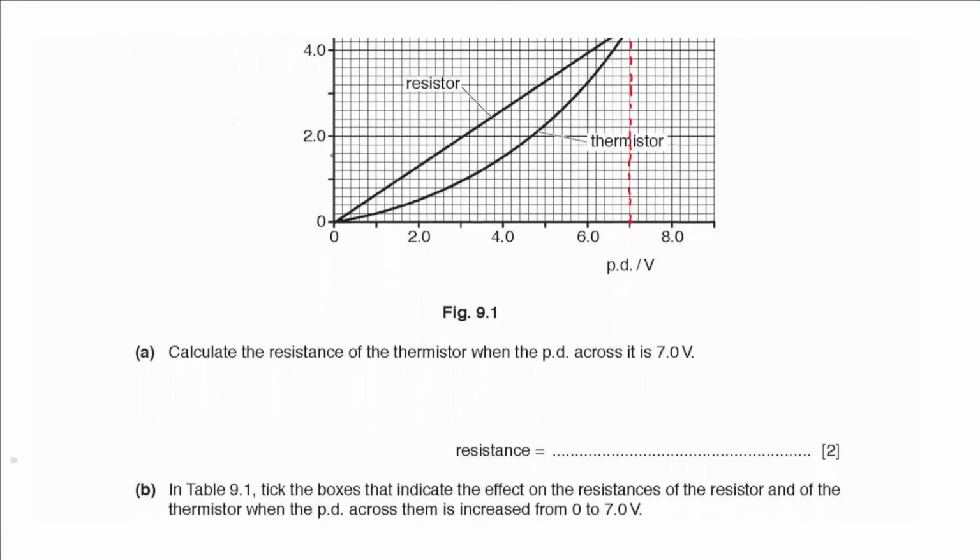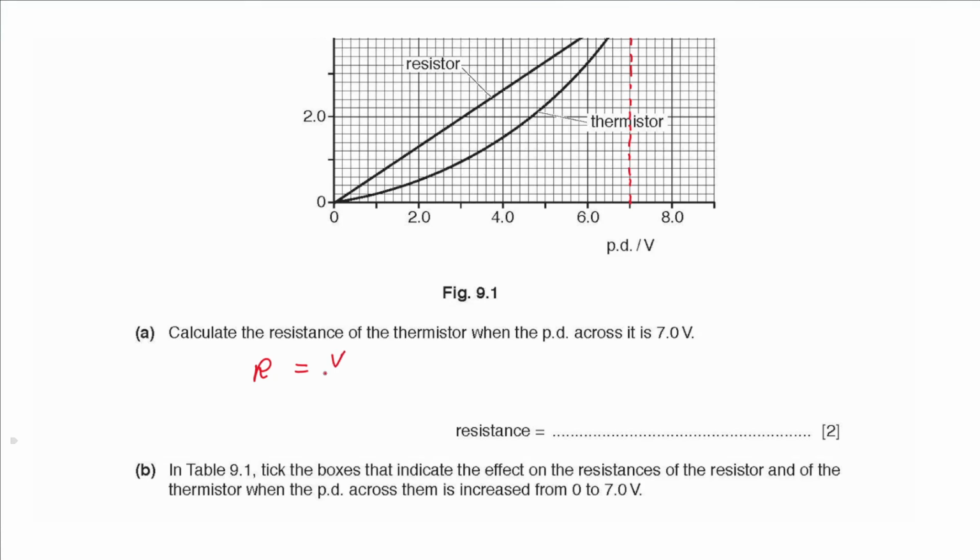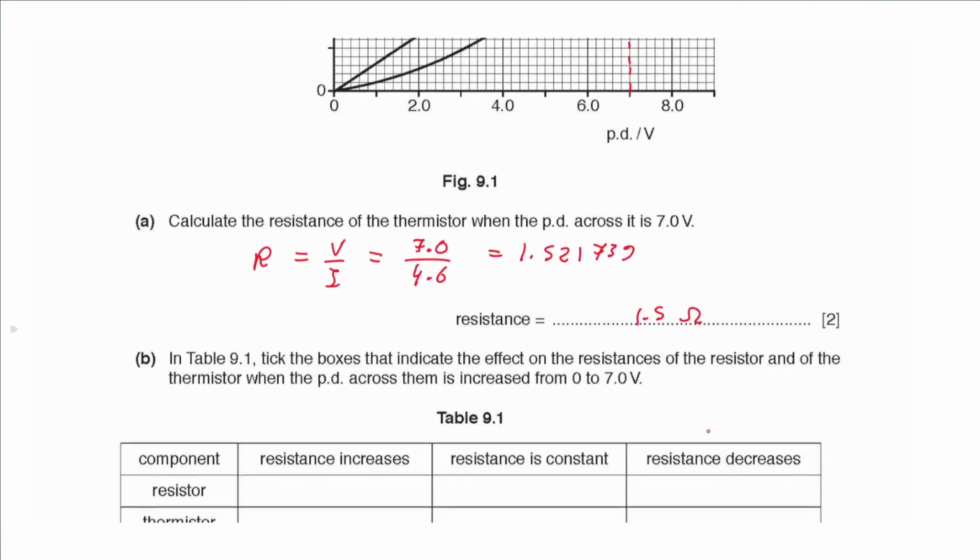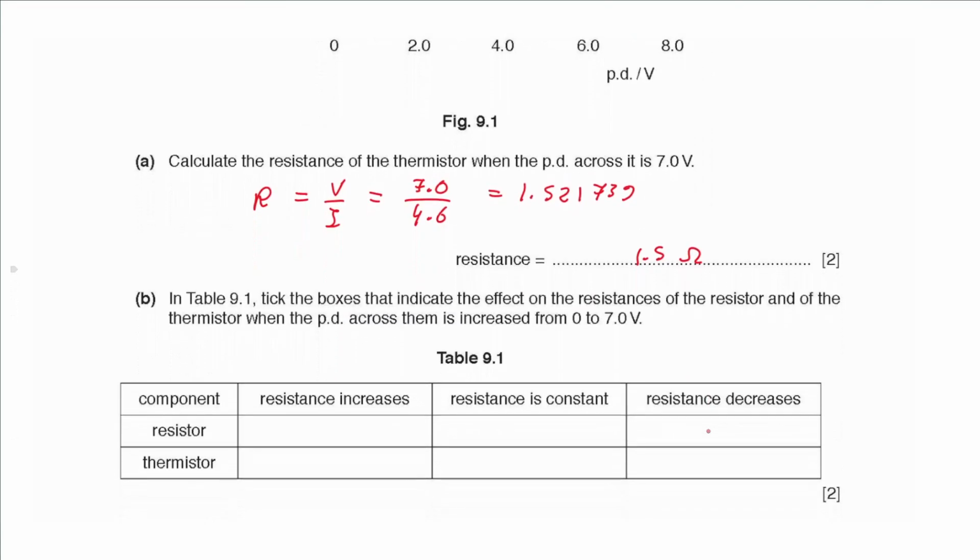So we use the equation resistance is equal to V over I, or voltage over current. So 7.0 divided by 4.6 gives an answer of 1.521739, which we can approximate to 1.5 ohms. Part B says in table 9.1, tick the boxes that indicate the effect on the resistance of the resistor and the thermistor when potential difference across them is increased from 0 to 7 volts.